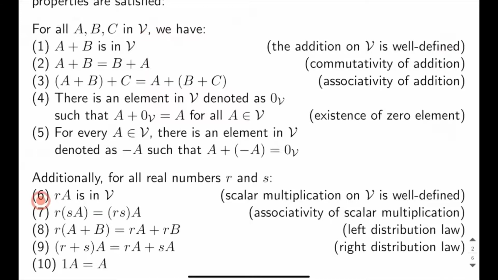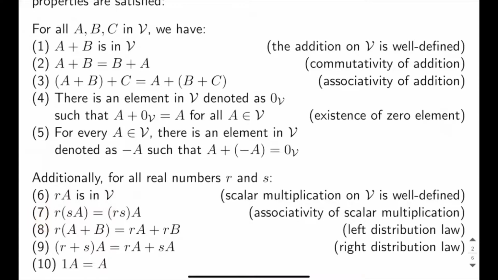Additionally, you also have the 5 properties for the scalar multiplication. Whatever scalar multiplication you want to define on V, it has to be well defined first, which means you multiply a number with an element in V. The A here is not a matrix. It can be a matrix, a number, or anything, depending on what type of set V you are considering. But whatever it is, if you multiply the scalar R with the element A in V, the result is going to be another element in V.